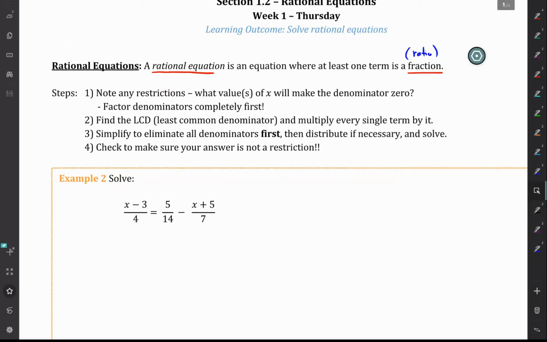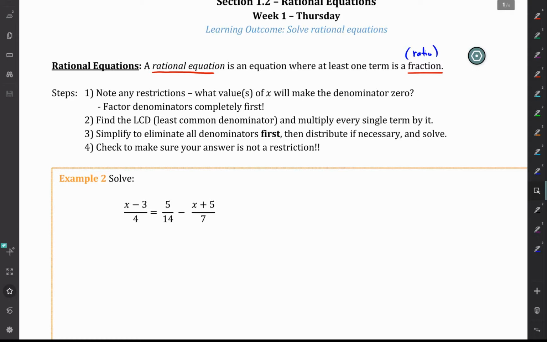Okay, welcome back. Last time we saw how to solve linear equations, and now we're going to solve equations that have ratios or fractions in them. So a rational equation is an equation where at least one term is a fraction, and when looking at problems with these rational equations, basically all we do is try to simplify them into linear equations and then solve them like we did in the last example.